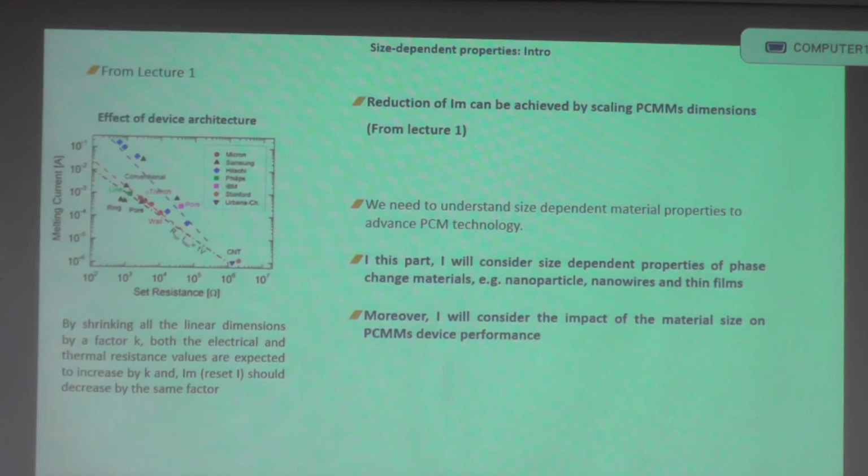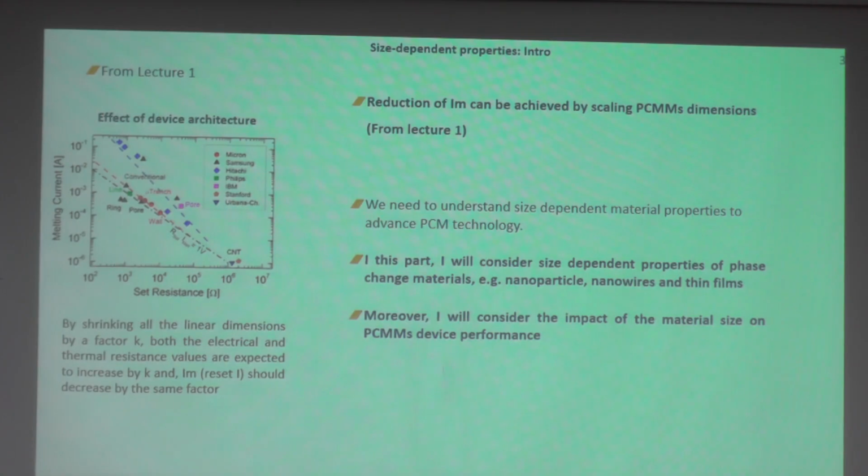From our lecture 1, we have already defined the melting current, and we know that if you reduce the size of the phase change layers, we can also reduce the melting current. And also if you reduce the heater size, you can reduce the melting current, but this is mainly on the device side.